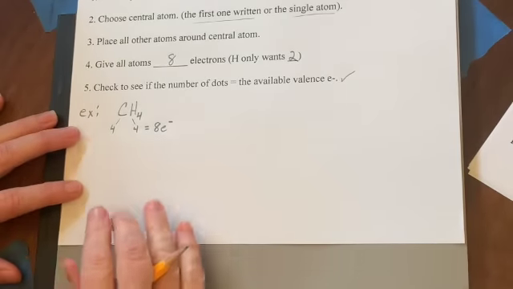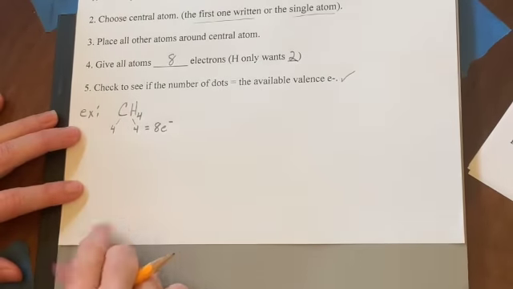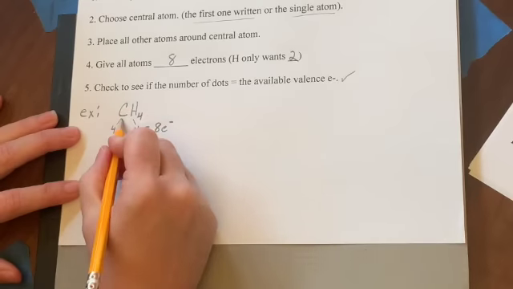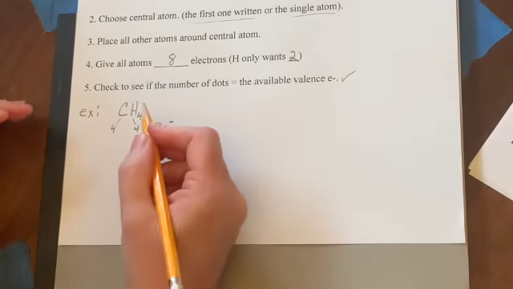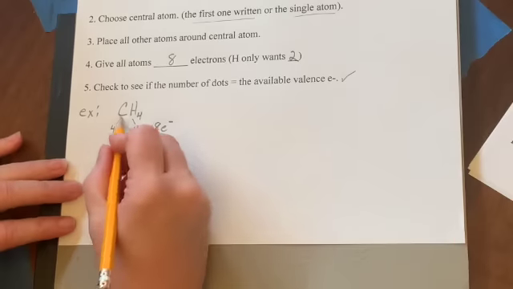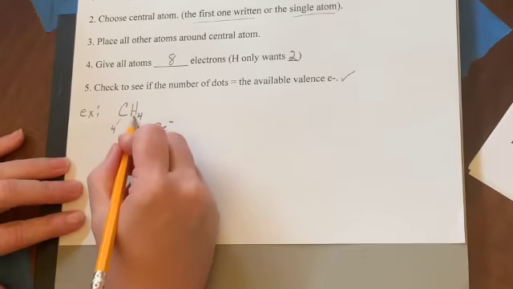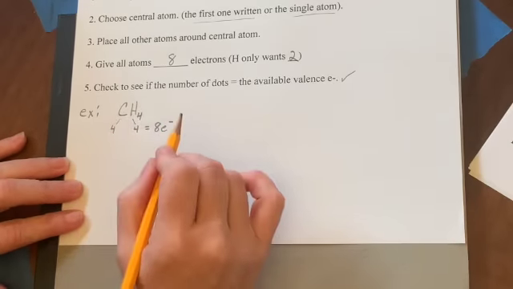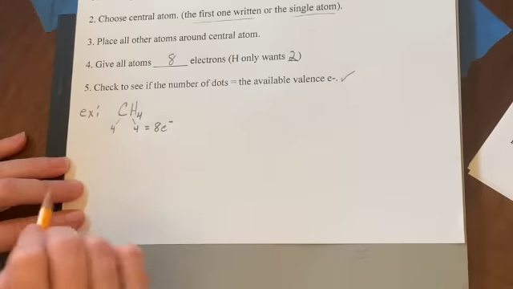Our next step, we're going to choose our central atom. Our central atom in this compound has to be carbon. We know this. First off, it's the first one written. Second, it's the only single atom you have. And finally, hydrogen can never be in the center. Hydrogen will always be surrounding.